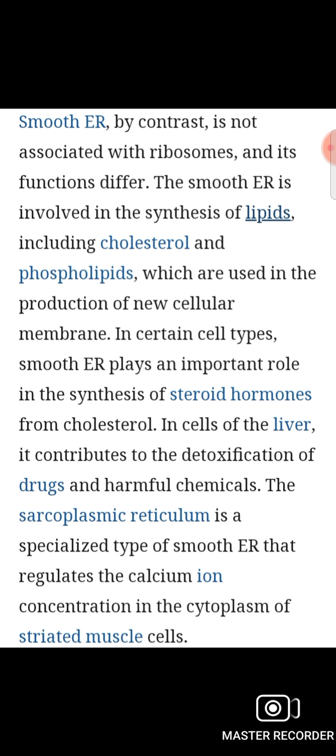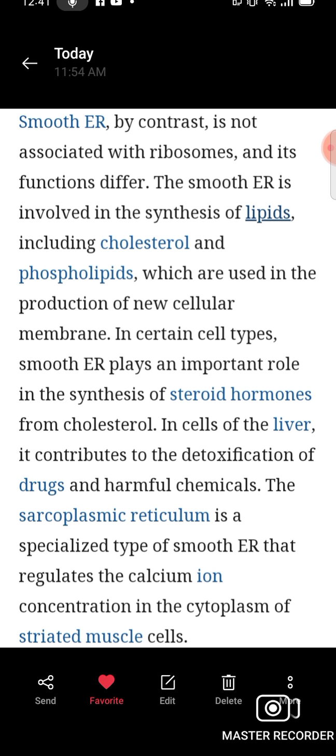Now coming to the other type of endoplasmic reticulum, which is the smooth endoplasmic reticulum. By contrast with the rough endoplasmic reticulum, it is not associated with ribosomes and its function differs. The smooth endoplasmic reticulum is involved in the synthesis of lipids, including cholesterol and phospholipids, which are used in the production of new cellular membranes. You all know lipid is a major portion of all cellular membranes.